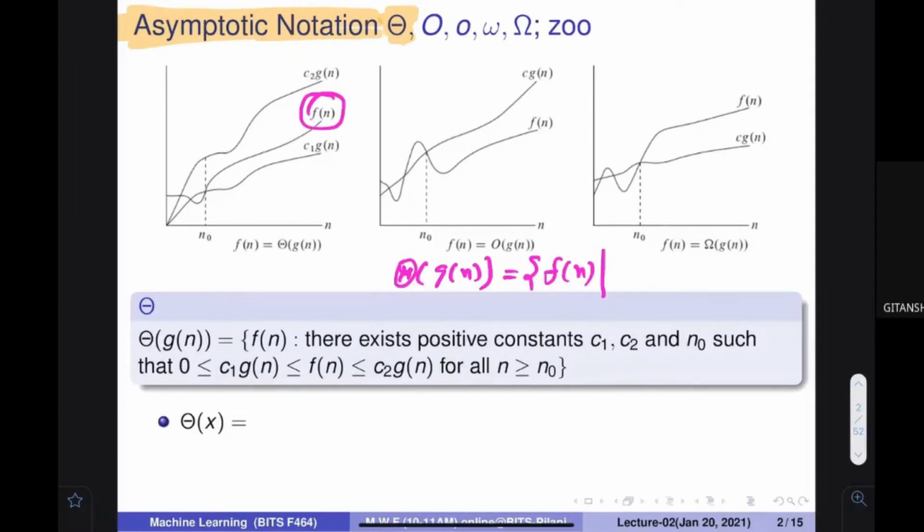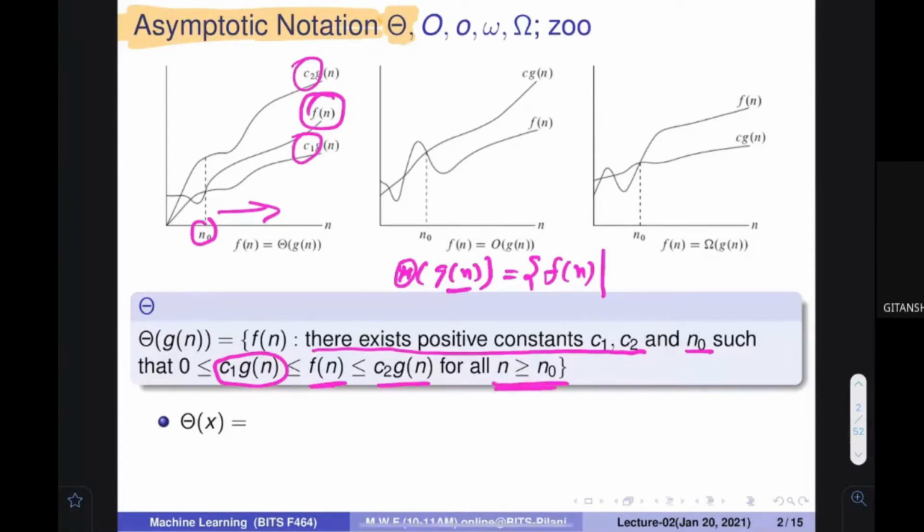such that we can find these C1 and C2. There exist positive constants C1 and C2 and some n0, after which if we multiply Gn with C1, that is C1 Gn, it is less than Fn, and if we multiply Gn with C2, then it is greater than Fn, for all values of n greater than n0. Make sense? Does it make anything clear? So this is going to be a set.